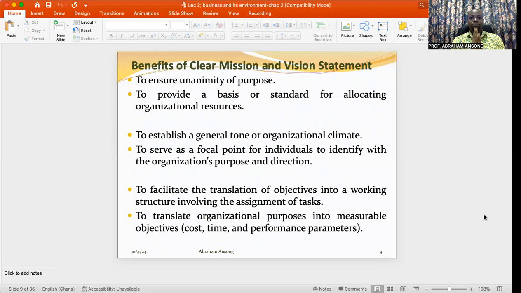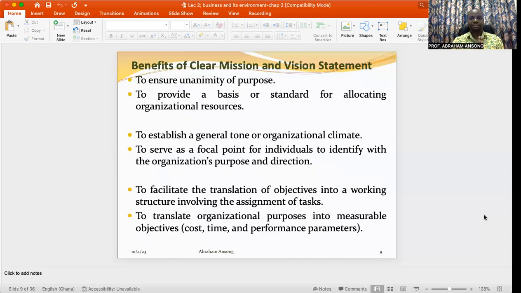All right. To provide a basis or standard for allocating organizational resources. So once we get to know our vision, we know our mission, then clearly we know why the organization is in existence. And therefore we know where we should be allocating our resources. Okay. If we are allocating resources into areas that are not in our mission statement, that clearly shows some form of misapplication of the resources of the organization.